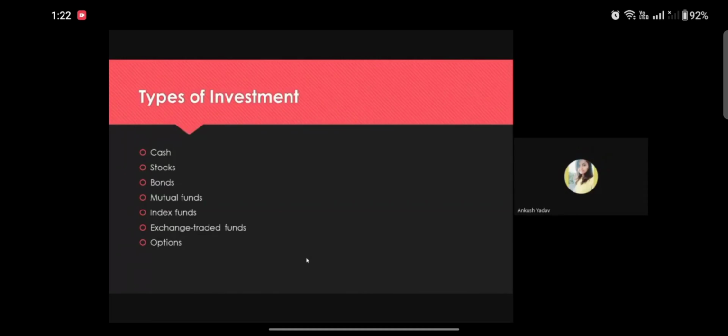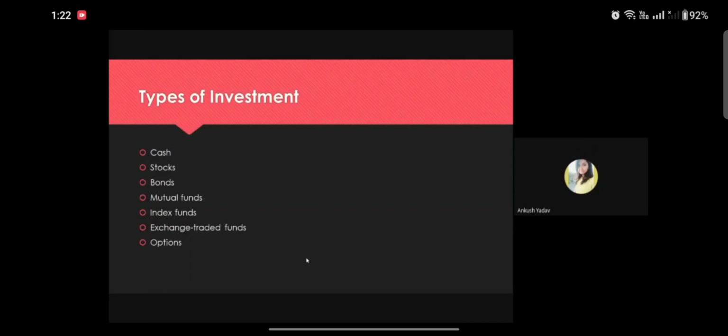Then we have exchange traded funds. Stocks are mapped with indexes, and index and stocks are both mapped with an exchange. So it is also the same as an index fund. When the price of index and stocks fluctuates, the same will happen to exchange traded funds.